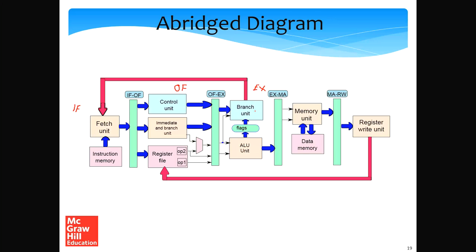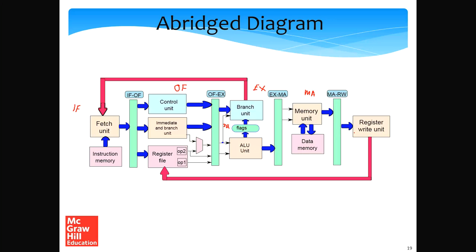The EX stage additionally has the ALU unit, the flags, and the ALU result is written to the EXMA register. There is one connection between the inputs to the ALU unit and the branch unit. This is for the return address. Then we have the EXMA pipeline register and the MA memory access stage. The memory access stage simply communicates with data memory and writes the result of load instructions to the MARW pipeline register. And finally, we have the register write unit.